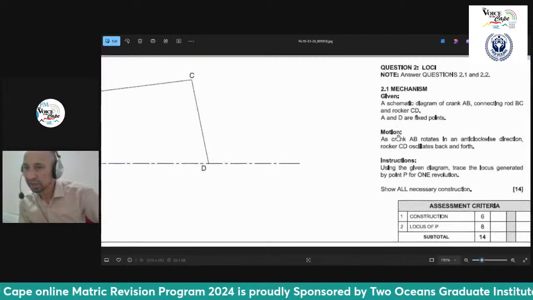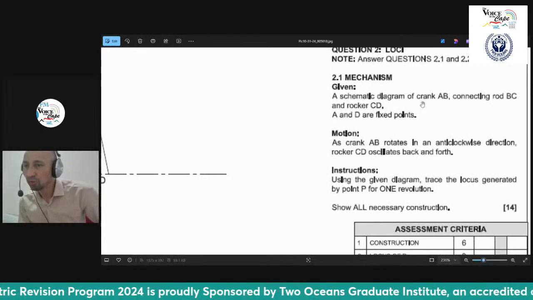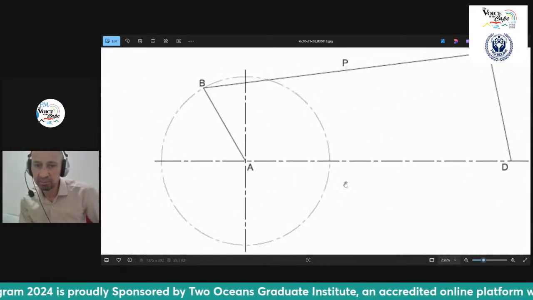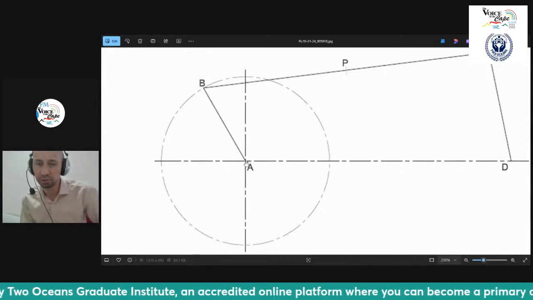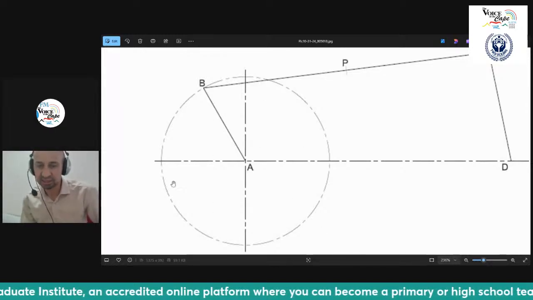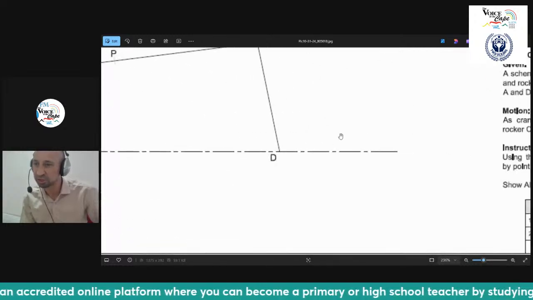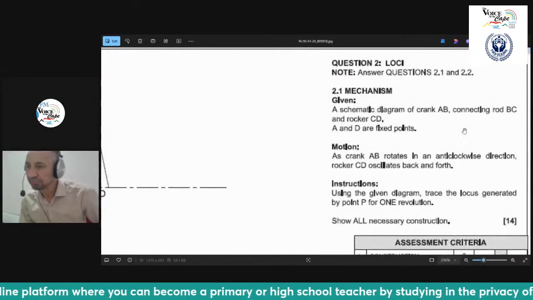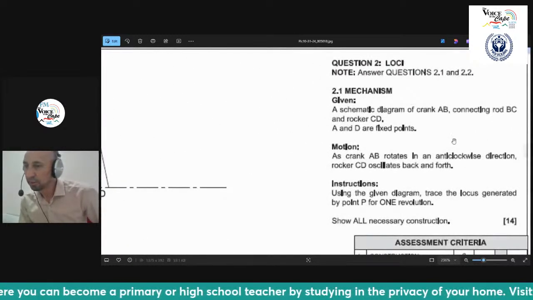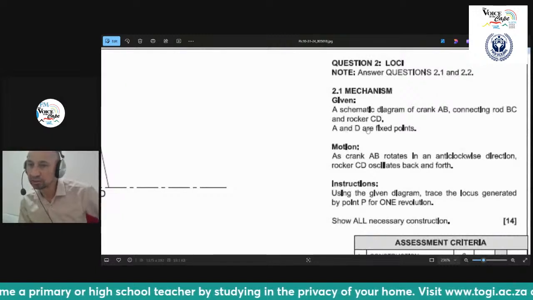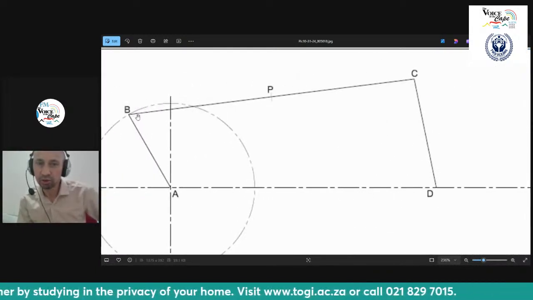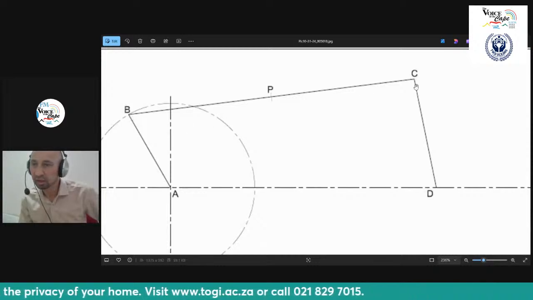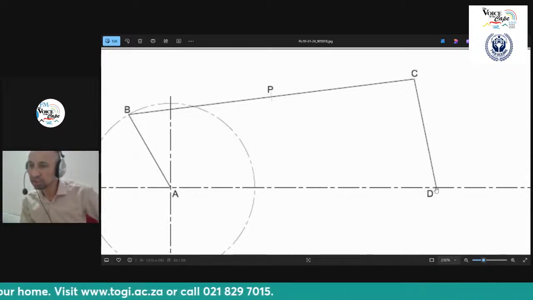it says here that the schematic diagram of a crank AB. Where's AB? There's AB. That's a crank. And a crank just goes around a fixed point. You can see there. Here's like a circle, but it's the movement. It's not actually a circle. And then you have a connecting rod BC and a rocker CD. Now, this is the connecting rod. It's connected to B. And this rocker is fixed here at D.